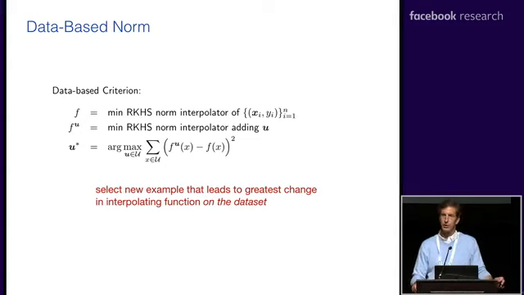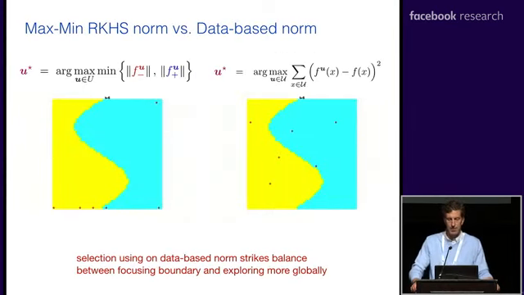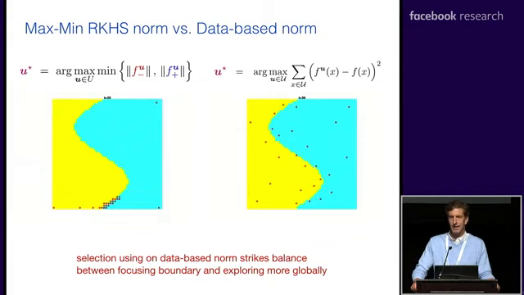Then to choose which point to label next, we look at which point and resulting interpolator leads to the greatest change from the previous interpolator. But we're measuring that greatest change, or the most significant amount of change, with respect to the full pool of unlabeled training examples. So this has a lot of nice properties too. I'm showing you a comparison of the movies in this two-dimensional setting using the RKHS norm and this database norm.